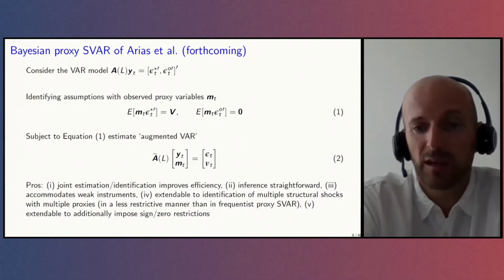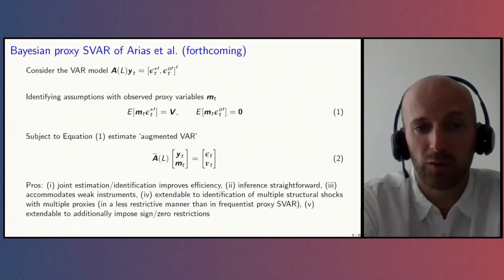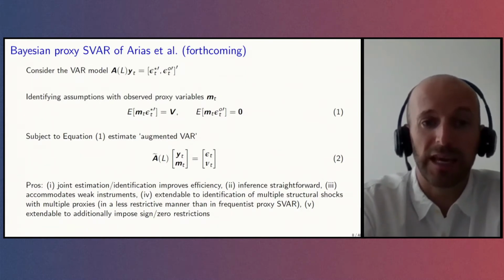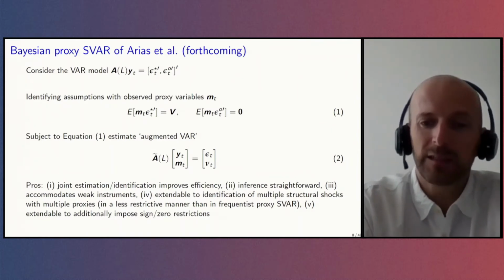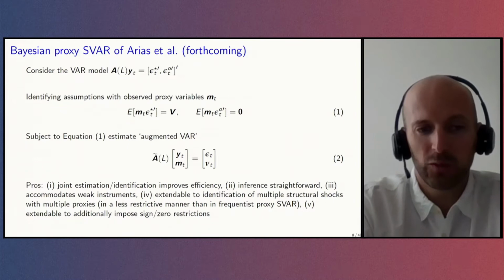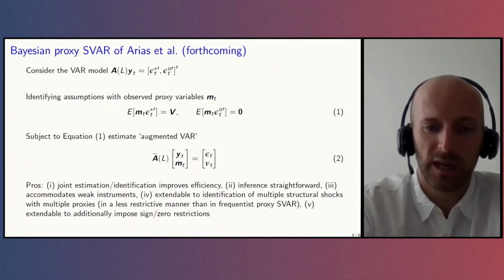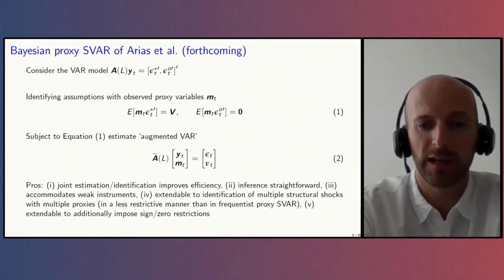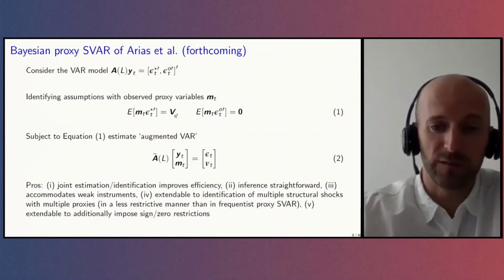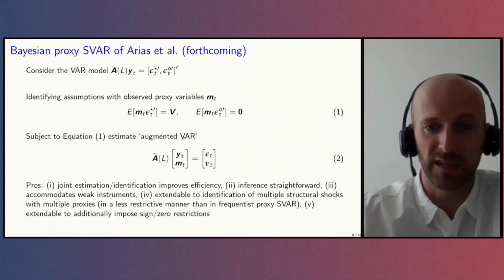And I think that's much less controversial than imposing these restrictions on the A0 matrix on the contemporaneous relationship between the endogenous variables directly. And finally, it's also straightforward in this framework to impose additional sign, zero, and magnitude restrictions to identify yet even more shocks. And we're going to do this later on as well. In this context, inference is also straightforward because this is a Bayesian setting.